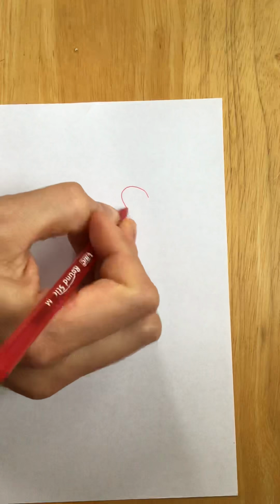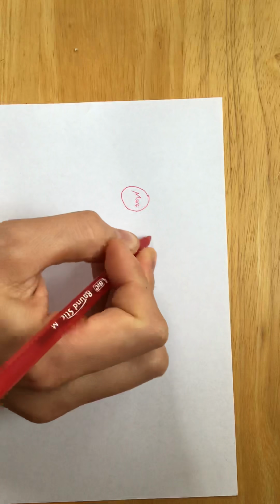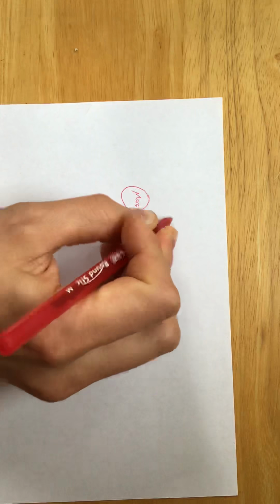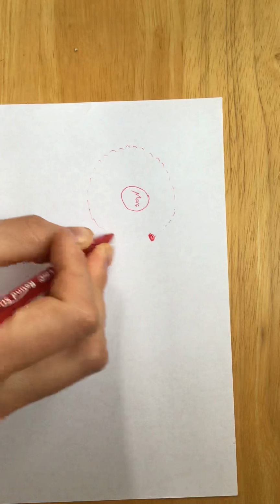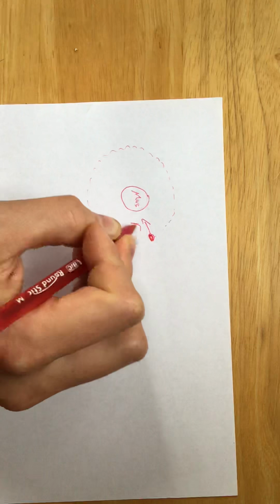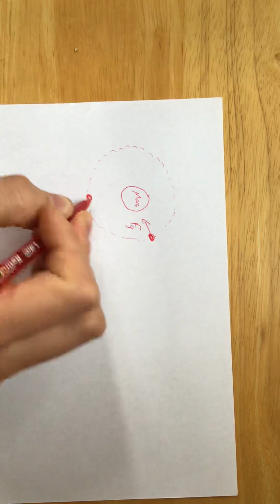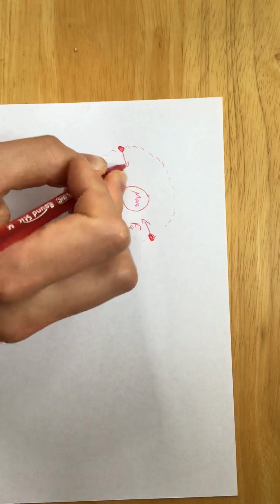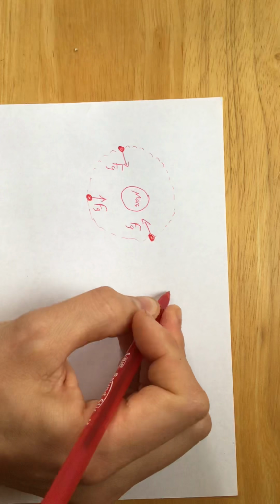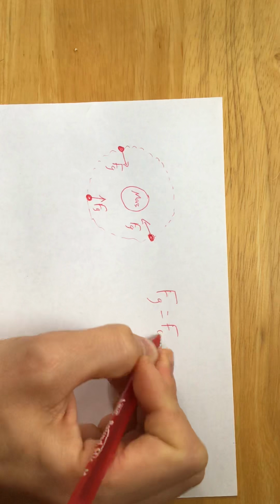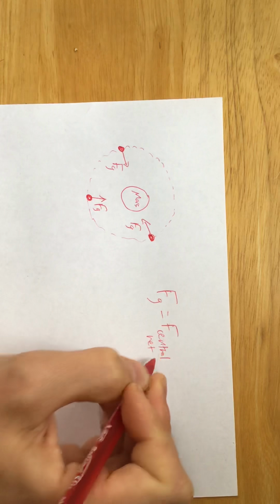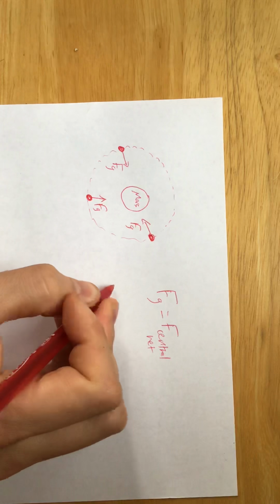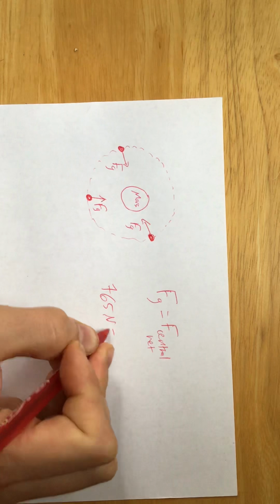Okay, the next question. Here's what I'm going to do. I'm going to redraw that picture. So here we have Mars. Here we have the satellite. And the satellite is going into orbit. There's a force of gravity pointing inward, and then the satellite gets to different spots, and the force of gravity is always, wherever it is, pointing inwards. Well, that force of gravity is the central net force. And we know that that value is 765 newtons.